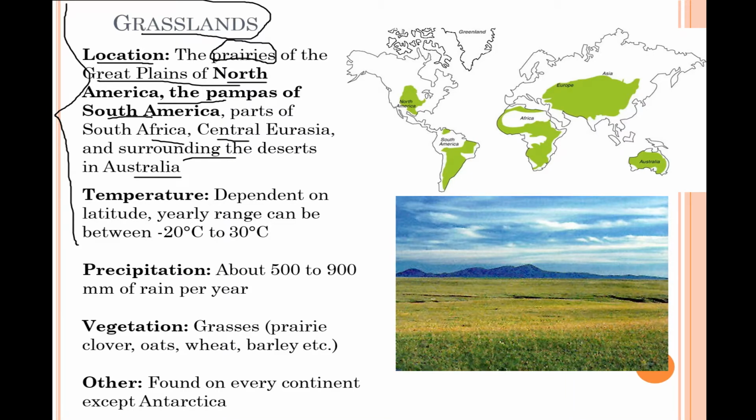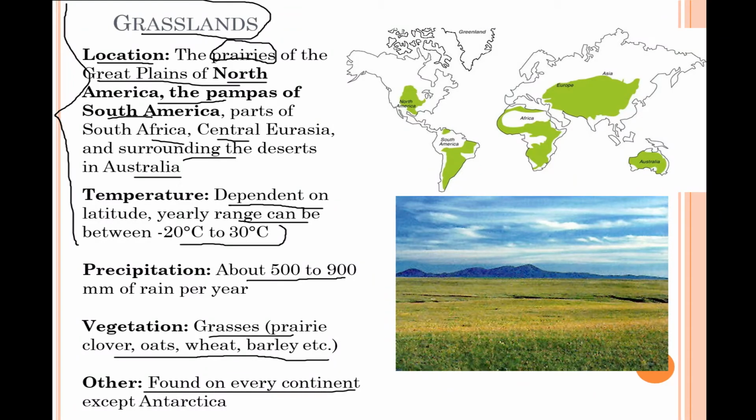They have a temperature pretty much better than that of temperate forests, which is dependent on latitude, with a yearly range between -20 and 30 degrees. Their precipitation is good enough, about 500 to 900 millimeters of rain, and their vegetation is grasses, which include clover, oats, wheat, barley, and many other cereals that are harvested here. They are found on every continent except Antarctica.